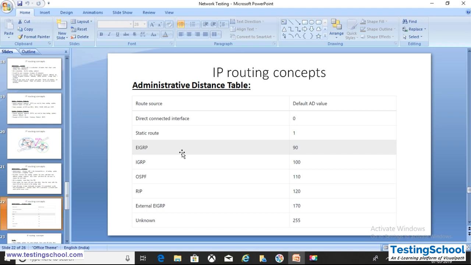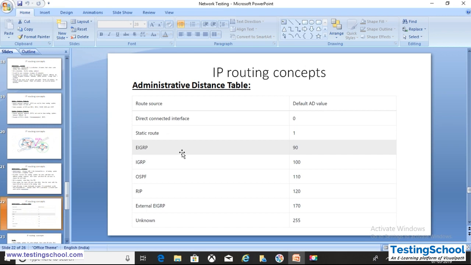Now, metric. If two routing updates for the same network have the same AD value, then the metric will be used to choose the best path. Metric is a measurement to calculate the best path. The route with the lowest metric will be chosen. Different routing protocols use different metrics. A protocol may use a single metric or multiple metrics. For example, EIGRP uses bandwidth, delay, load and MTU, while RIP only uses hop count.